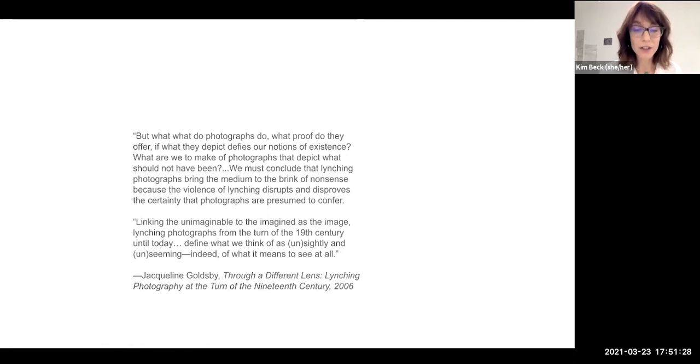Linking the unimaginable to the imagined is the image. Lynching photographs from the turn of the 19th century until today define what we think of as unsightly and unseeming, indeed, of what it means to see it all." I think it's that last moment of what it is to see it all that I found so powerful about her writing and about these photographs.